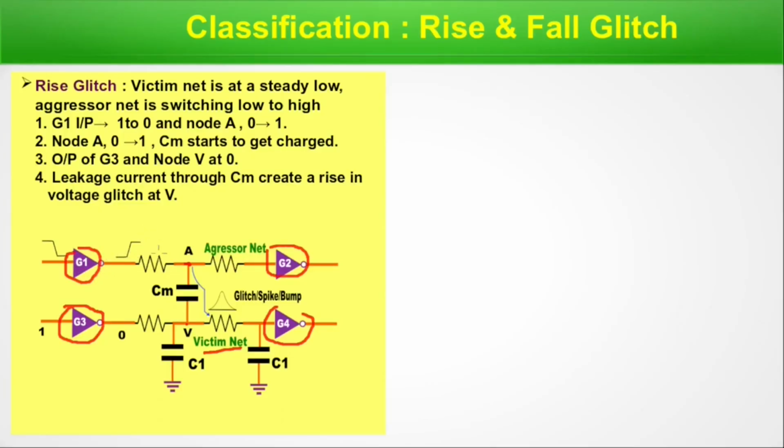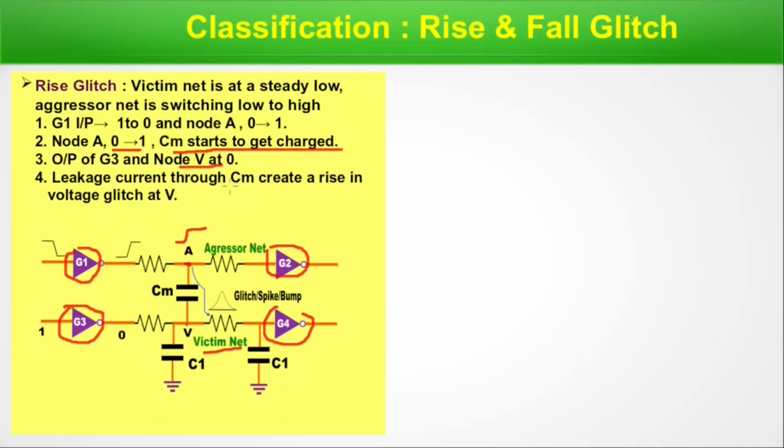So 0 to 1, obviously A is connected with a resistor, so at node A the state will change from 0 to 1. And since node V is at constant 0, and there is a mutual coupling capacitance between these two nodes, node A will try to change the state of the victim net, that is node V. So as node A changes from 0 to 1, CM, that is the mutual capacitance, starts to get charged. Output of gate 3 and node V at 0.